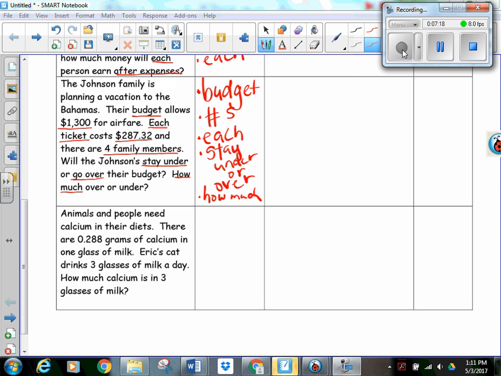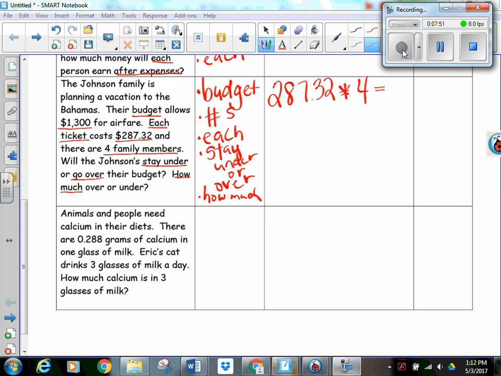Okay, so now that we have that information, let's figure out how we're going to solve it. So we know that there's 4 family members and tickets are $287.32 a piece. It would help us out if we knew how much money it was going to cost altogether. So I could take $287.32 and add that 4 times, or I could do it a faster way, which would be taking $287.32 and multiplying it times the 4 family members. Okay, you can have a moment to put that in the calculator.